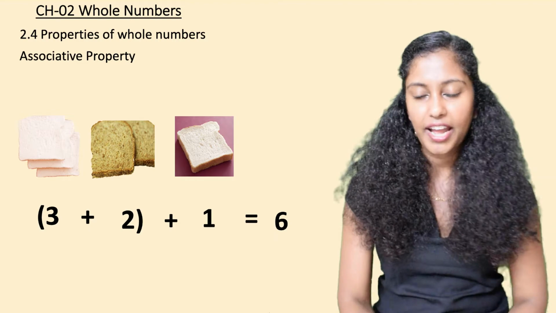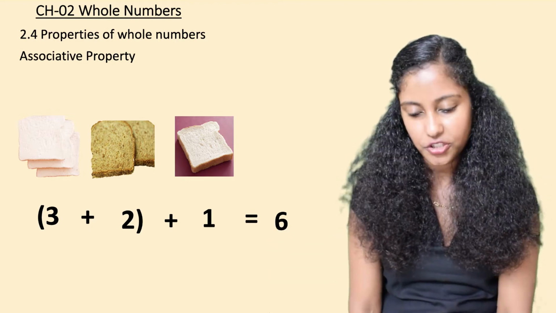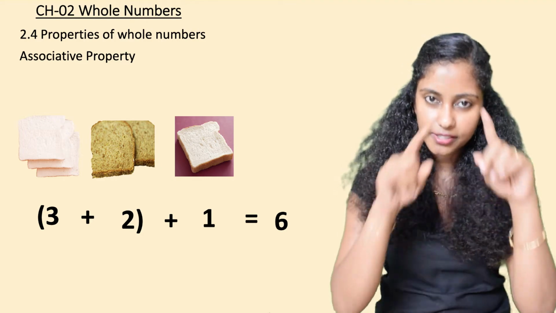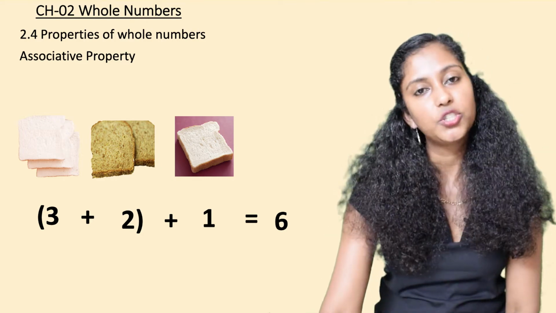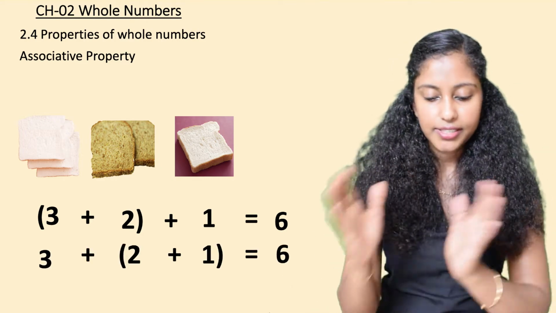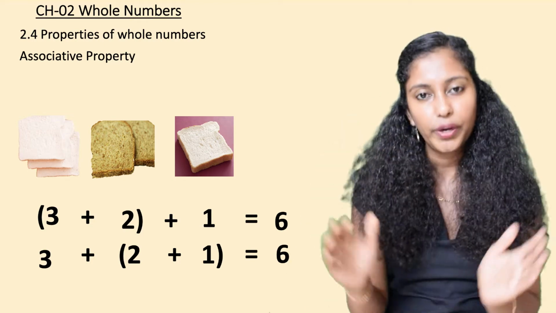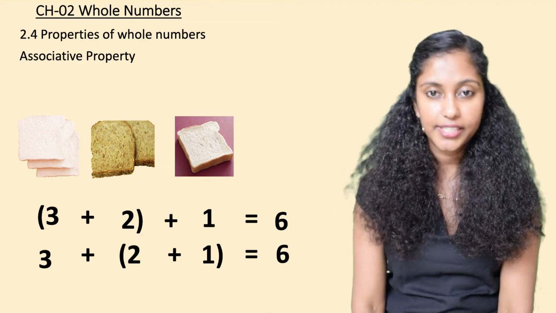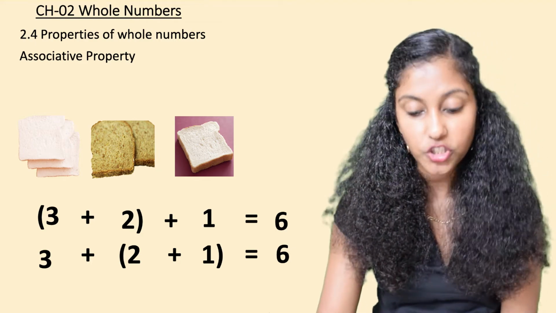If I have to show it in the form of addition, I'll show it as 3 plus 2 plus 1. In the first instance we have put 3 and 2 in brackets. In the second instance we have covered 2 and 1 in brackets, but we see that the answer is absolutely the same. The answer does not change at all.